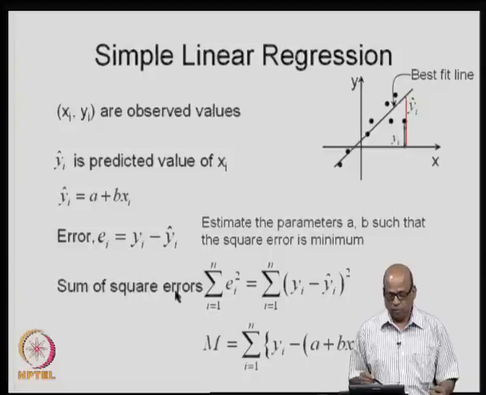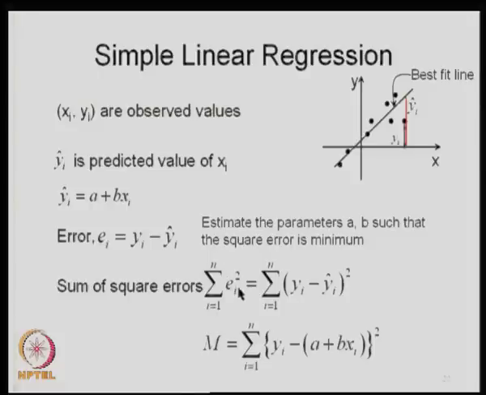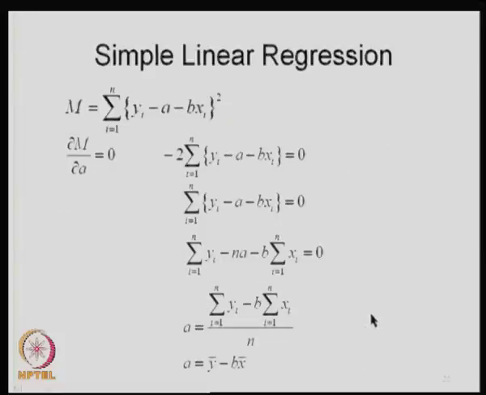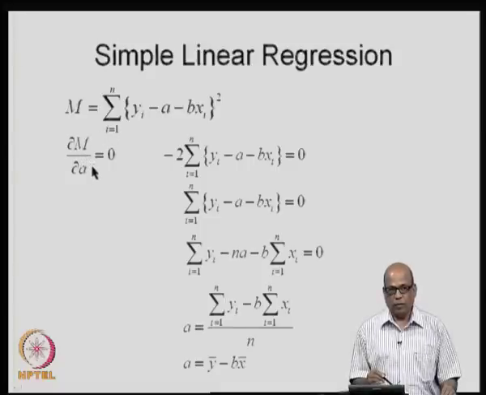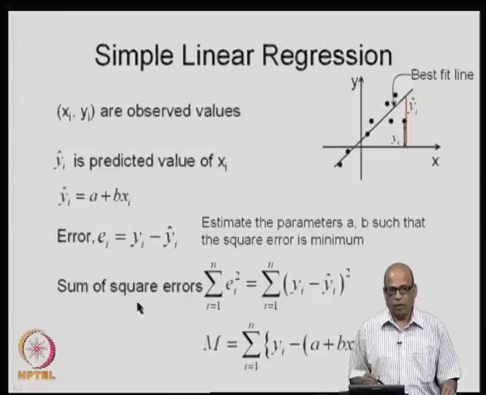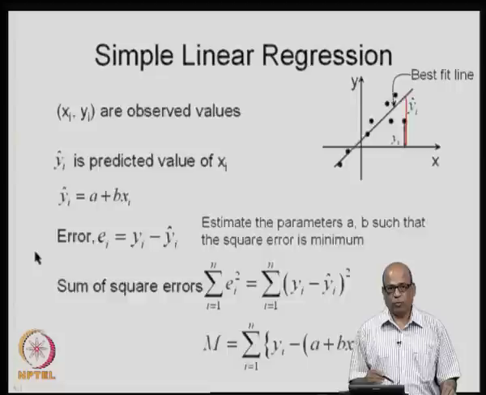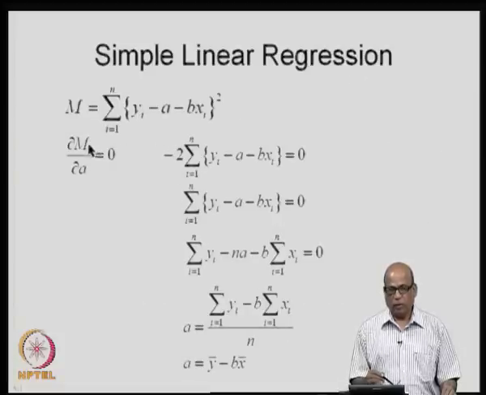So, we will consider the sum of the squared errors, i equal to 1 to n, of the error squared, which is y_i minus y_i cap squared, and since y_i cap is a plus b x_i, that is y_i minus (a plus b x_i) the whole squared, and we simplify that. We are interested in getting those parameters a and b which will minimize this sum of squared errors. So, we are looking for that particular straight line which will minimize the sum of squared errors. So, we take the differential of this sum of squared errors, M, with respect to both a and b, and simplify that.